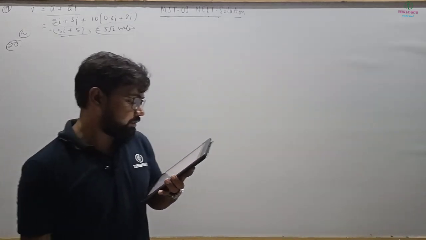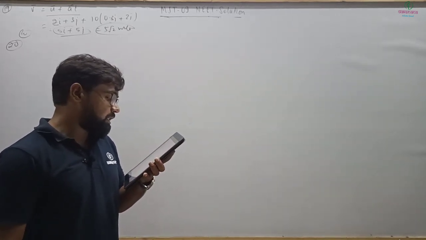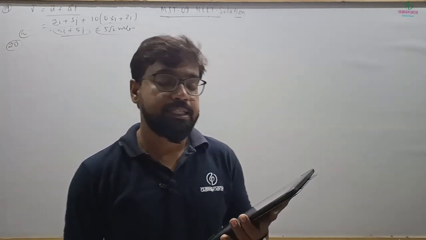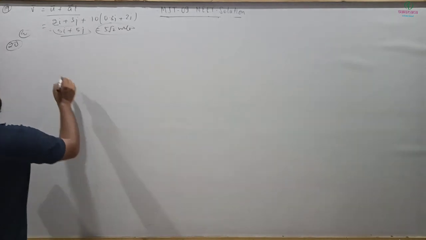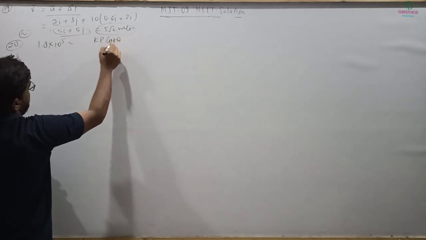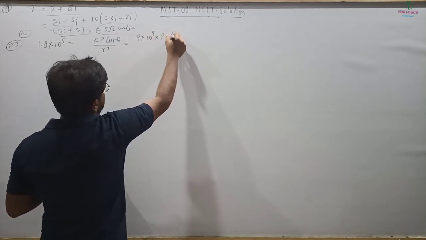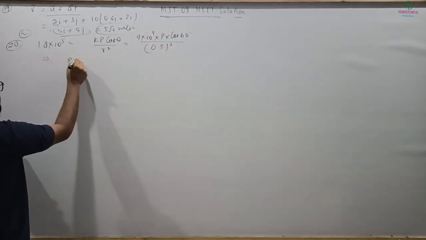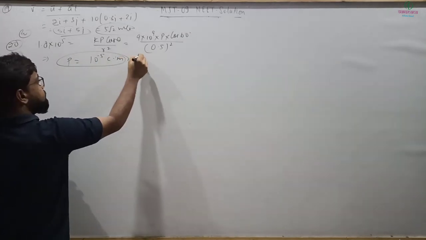The potential at a point P due to an electric dipole is given by 1.8 into 10 to the power 5 volt. If P is at a distance of 50 cm from the center O of the dipole, and if OP makes an angle of 60 degrees with the positive side of the axial line of the dipole, what is the moment of the dipole? Potential 1.8 into 10 to the power 5 volt is equal to k p cos theta by r square, k is 9 into 10 to the power 9, p cos 60 divided by 0.5 whole square. Solving it from there, we get p is going to be 10 to the minus 5 coulomb meter. The answer matches with option number 4.